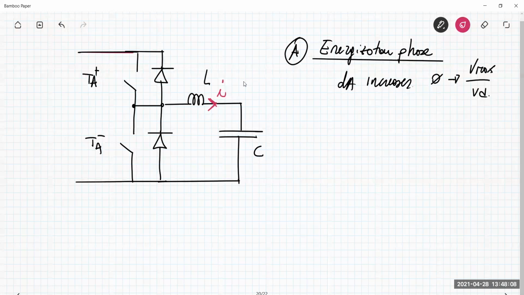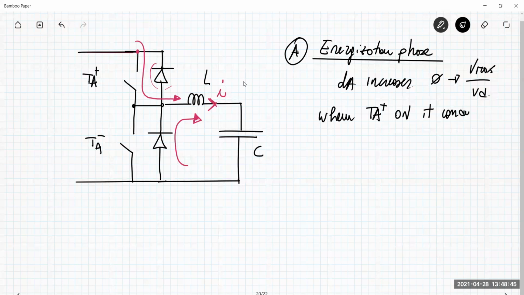So in that situation, where does the current come from? The current is not flowing through the diode because it's positive. So the current flows through this transistor when it is closed. And when the transistor is open, the current flows through the diode here. So when Ta plus is on, it conducts the current.